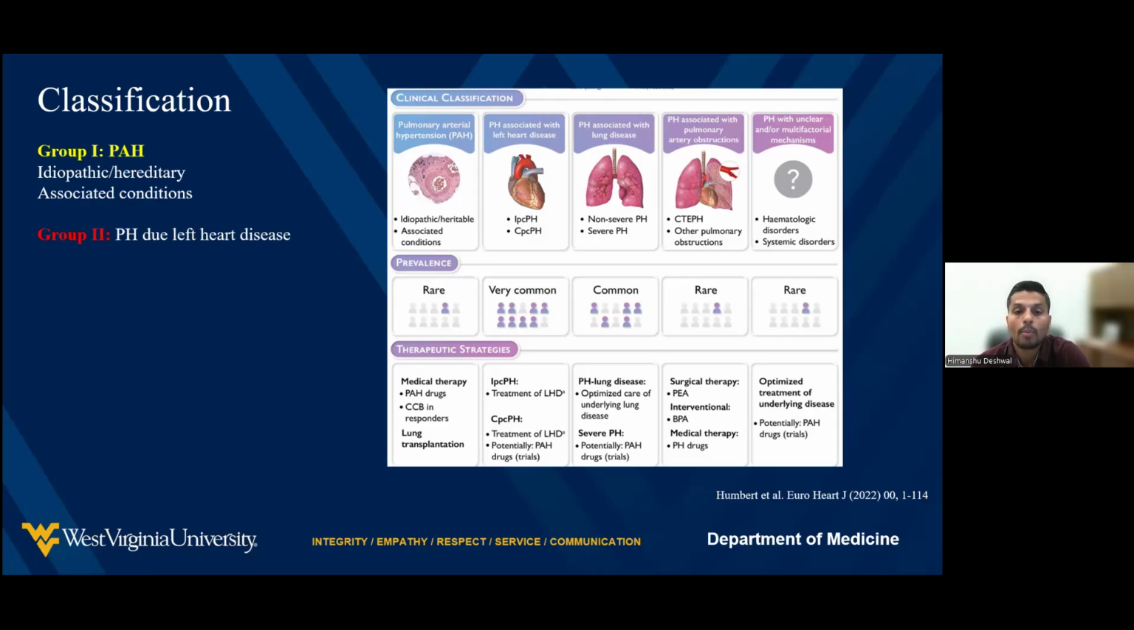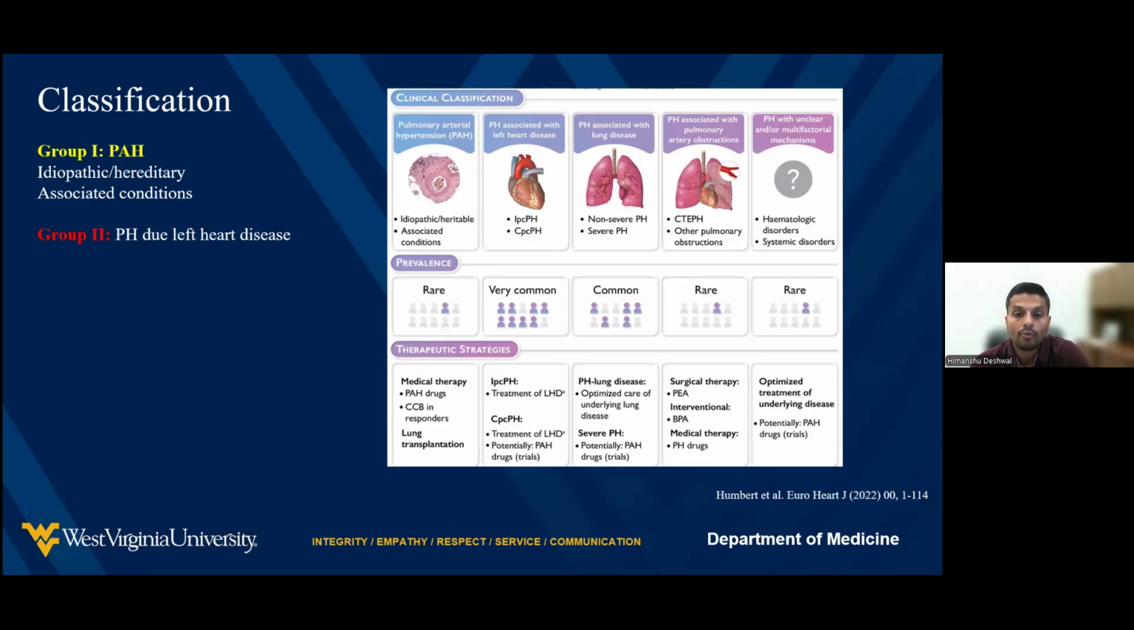Then the second most common that we see, especially in West Virginia, is group 3 pulmonary hypertension due to chronic lung disease. So somebody with very advanced COPD, somebody with interstitial lung disease, somebody with untreated sleep apnea with obesity hypoventilation syndrome, with their CO2 being in the 70s, or high altitude. Those are all associated with group 3 pulmonary hypertension.